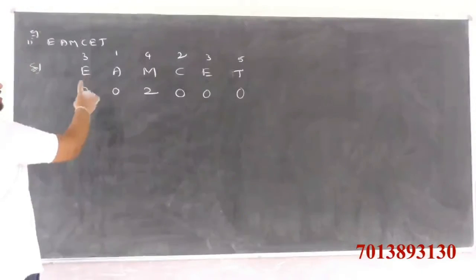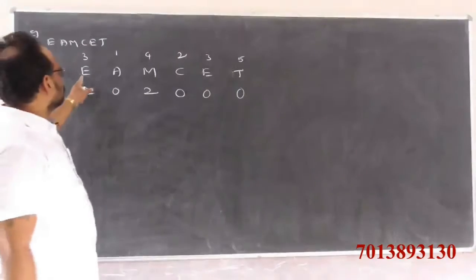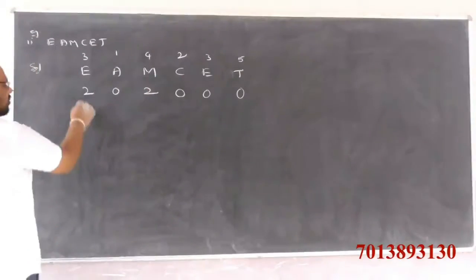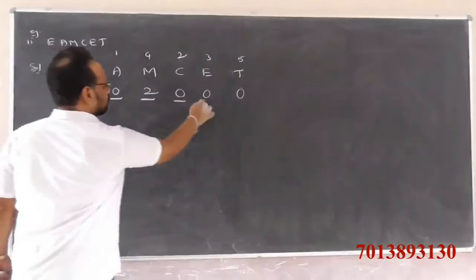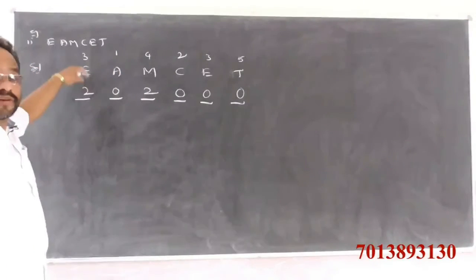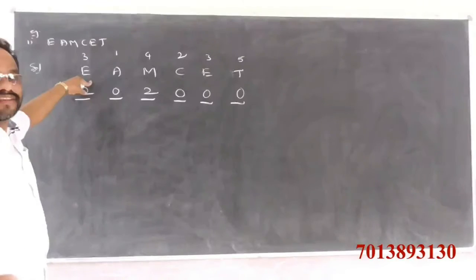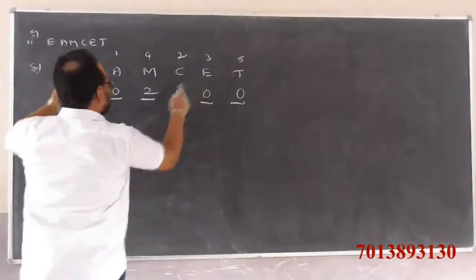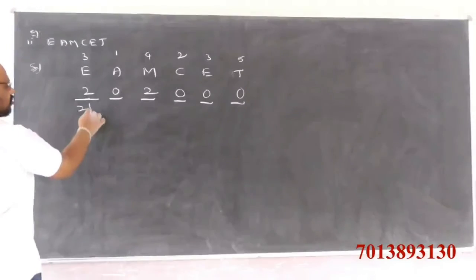After that, here similar things are there. So E is repeated 2 times. So including E, how many letters are repeated? That means E is repeated 2 times. So write here 2 factorial.